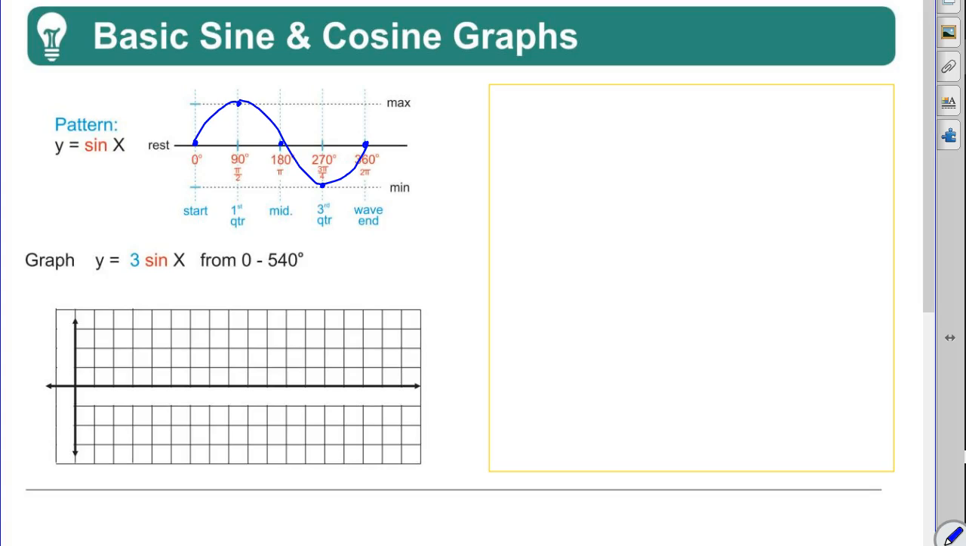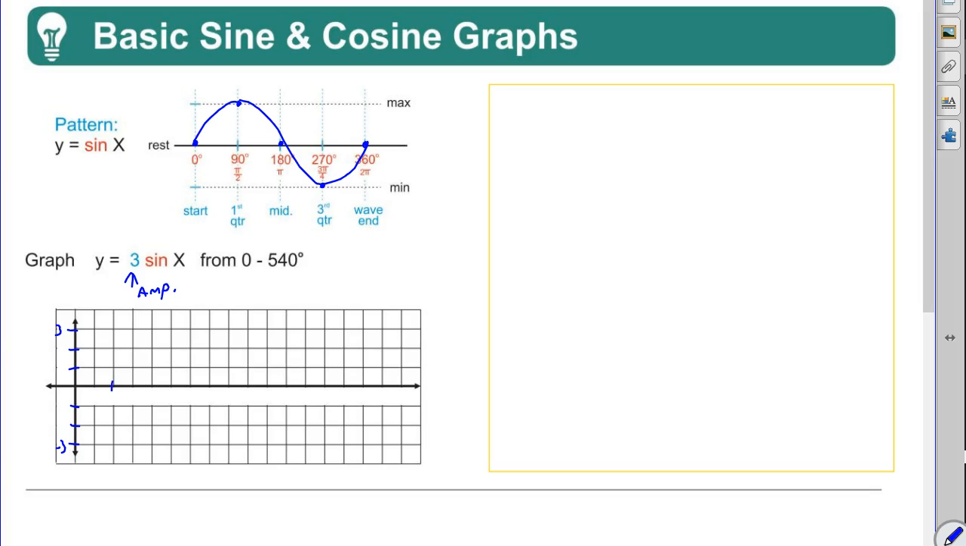It says y equals 3 sine x. So our understanding is that 3 is the amplitude. Now this sine wave has a max of 3 and a min of negative 3. So we're just going to go 1, 2, 3. There's my max. 1, 2, 3, negative 3. There's my min.